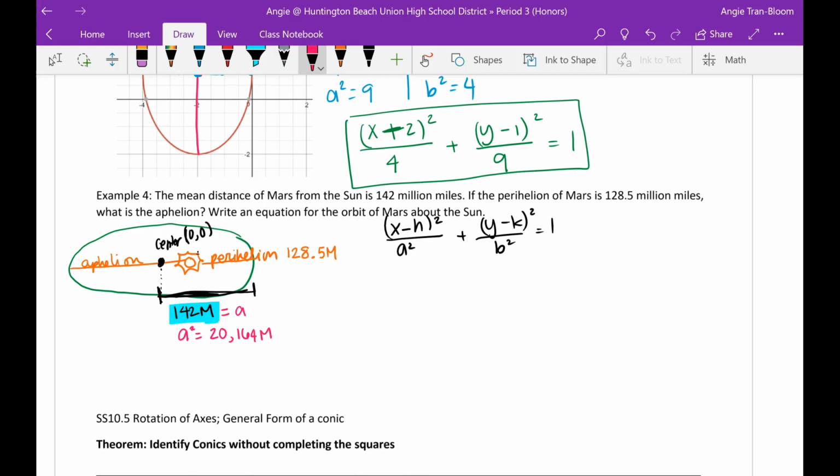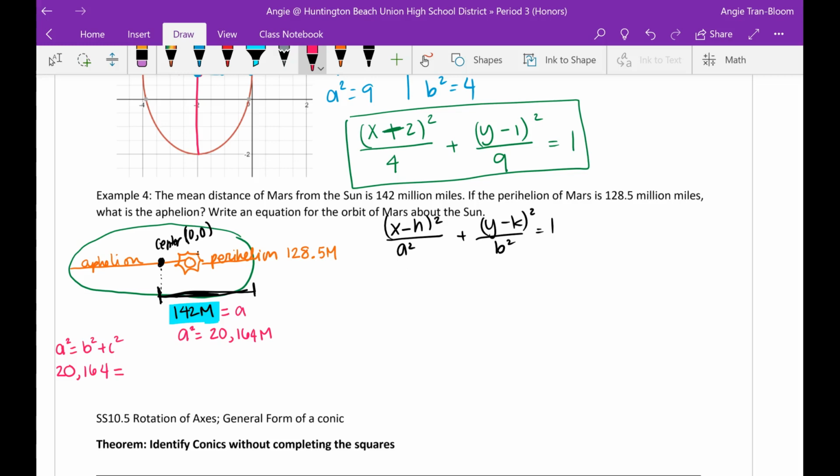Now I can try to find b, because that's what I need to write the equation of my ellipse. I'm going to go back to the equation: a squared equals b squared plus c squared. Well, I know what a squared is. a squared is 20,164 million miles. I'm going to leave the million alone for right now, because later I'll just put it back. That equals b squared, which I need to know, plus c squared.